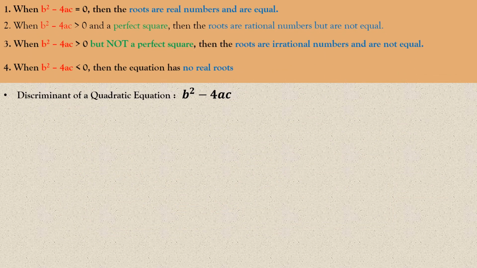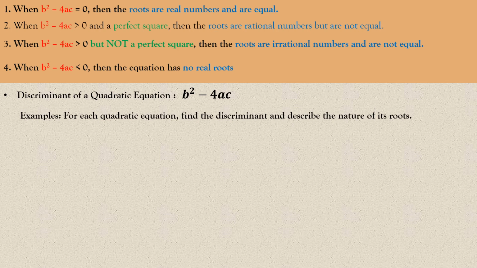Let's have this example, class. So, makita ninyo ang mga kondisyon sa taas para ma-identify nato ang nature sa iyang roots. So, example, for each quadratic equation, find the discriminant and describe the nature of its roots. Okay? So, pangitaon nato ang discriminant, then, i-describe nato unsang nature sa iyang root. First example, we have 25x squared minus 10x plus 1.